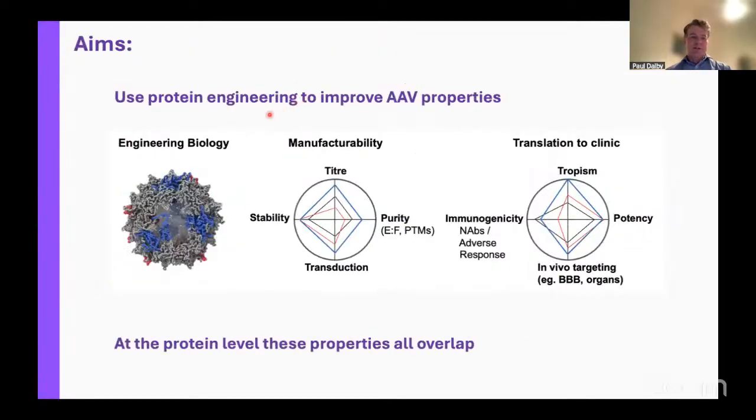So the alternative to trying to optimize the process or formulation is to engineer the capsid so that it is already more stable. And that's kind of the main aim of this work, alongside groups that will be targeting or improving tropism, potency, etc., for translation to the clinic. This means we can start to think about also engineering the surface to maximize its manufacturability.